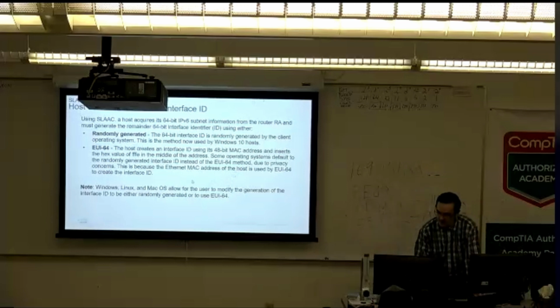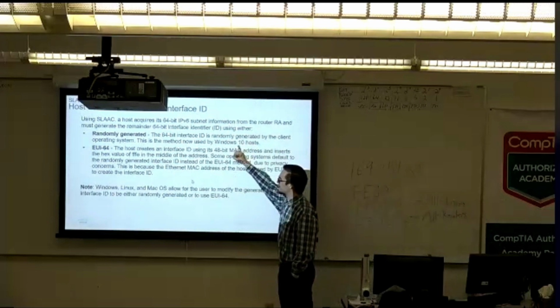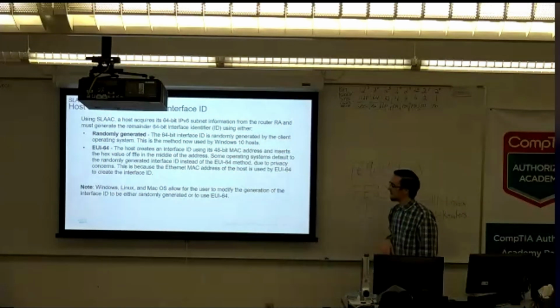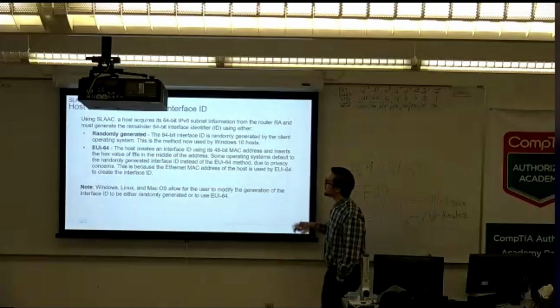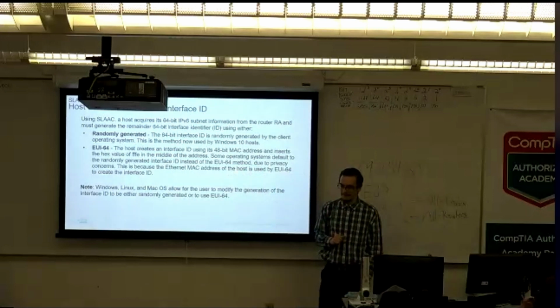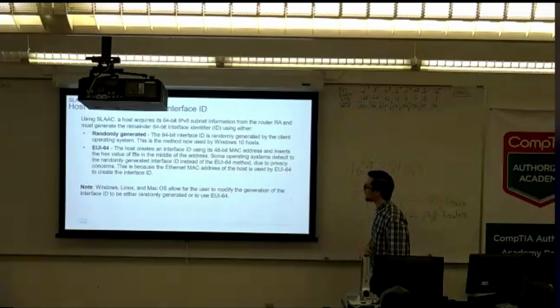All right, so which method your operating system uses depends on the operating system. So Windows 10 is going to randomly generate. Which one's more secure? Random is more secure. Could you reverse engineer and get somebody's MAC address and then OUI look them up? Yeah, you could, with EUI-64.